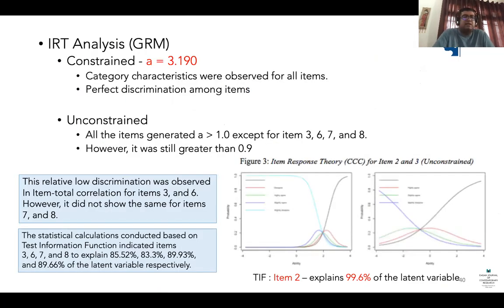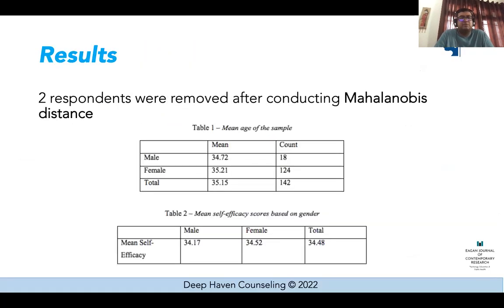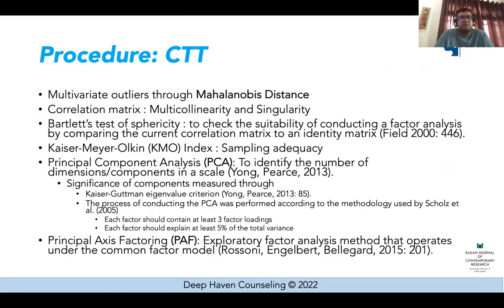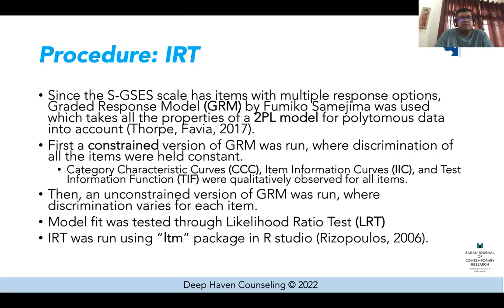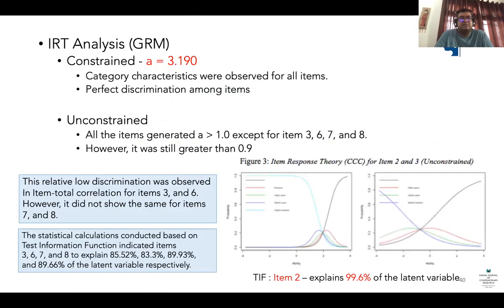Then we ran the IRT analysis, the GRM. Let me quickly go through it here. Yeah, this is the constrained version, where the discrimination of all items was held constant. The discrimination value is 3.190, and the category characteristics were observed for all items, and perfect discrimination among items was observed.